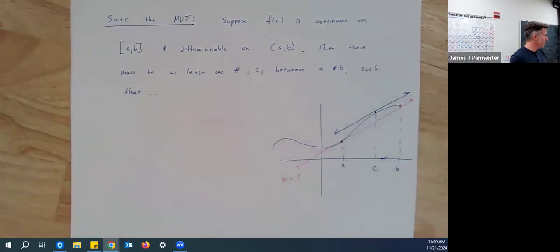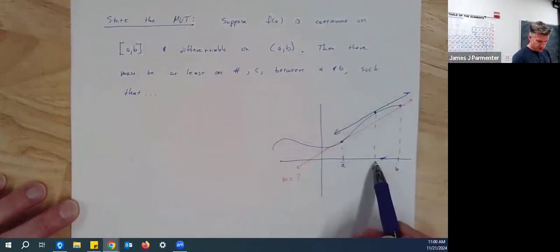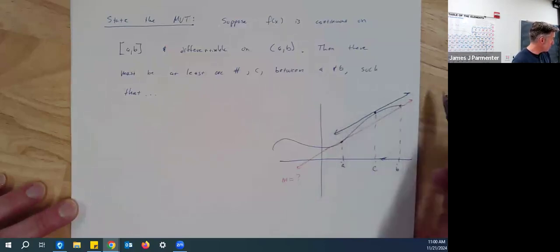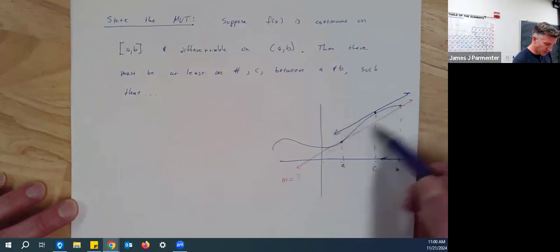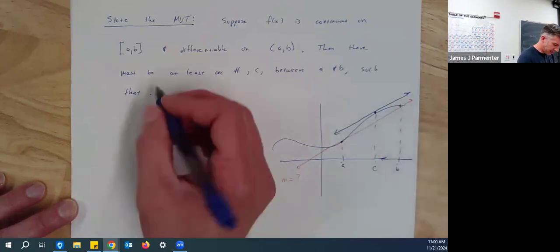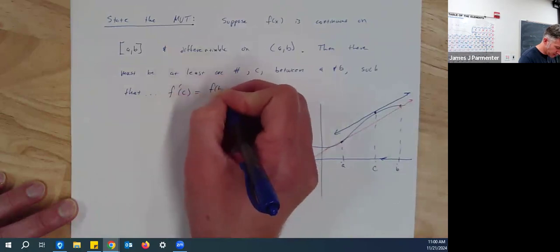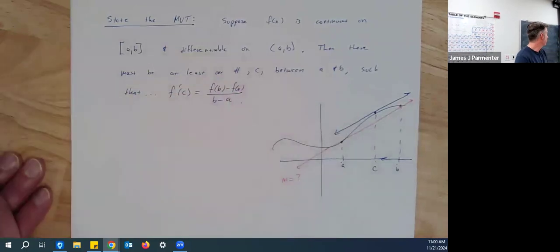Graphically, that's what it kind of looks like. Somewhere on your interval between A and B, there has to be a place C where the derivative, the slope of the tangent line, is equal to the average rate of change, the slope of the line connecting the points from A to B. The way we write that is f prime of C equals f of B minus f of A divided by B minus A. That's the whole mean value theorem.